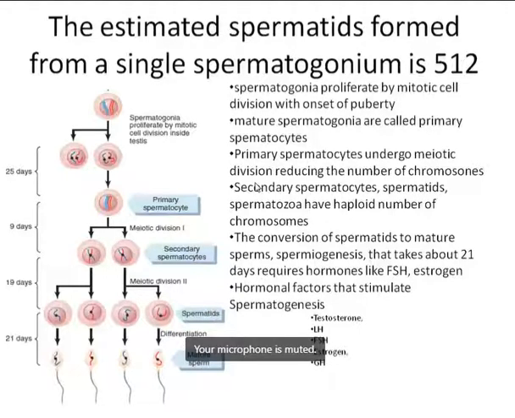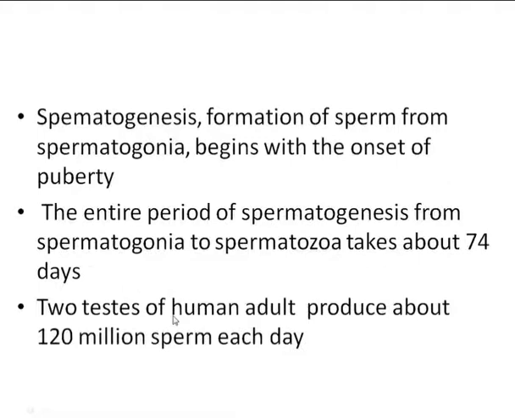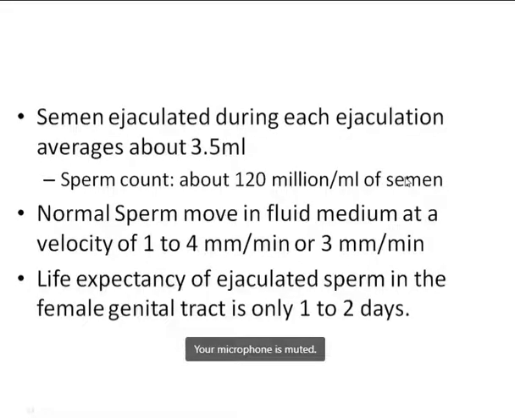Semen ejaculated during each ejaculation averages about 3.5 ml per ejaculation. Sperm count is about 120 million per ml of semen. So there is 3.5 ml of semen, you can multiply, and that amount of sperm will be released for each ejaculation. But if the question is asked, what is the sperm count? Then you have to tell that it's about 120 million per ml of semen. In my previous slide, I also told you that the two testes produce about 120 million sperm per day, okay? This can be taken for your ease. You can correlate on that also.